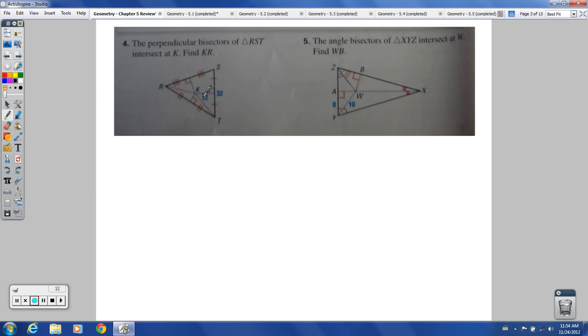So let's move on now to numbers 4 and 5. These are the perpendicular bisectors of triangle RST that intersect at K. Find KR from this first one. So we know from before, I'm just going to draw this in. This isn't something you would have to do necessarily, but we know that this is the case. Kind of just brainstorming some ideas now that might be helpful. That is really ugly looking. Let me make a better circle out of that.